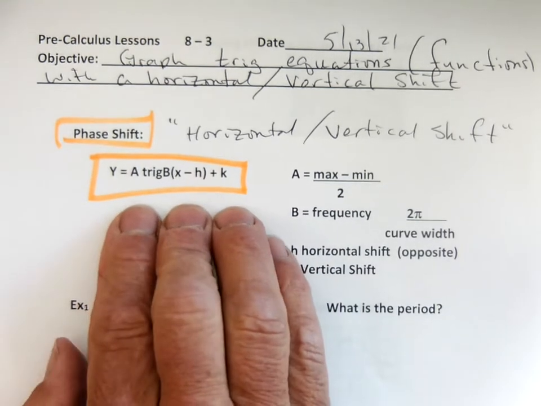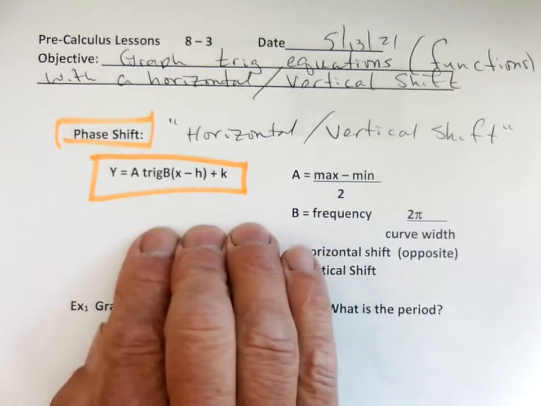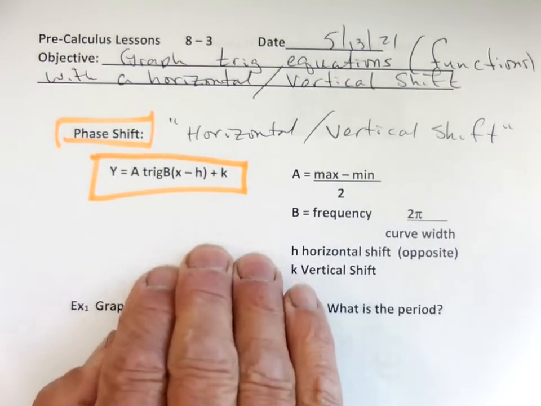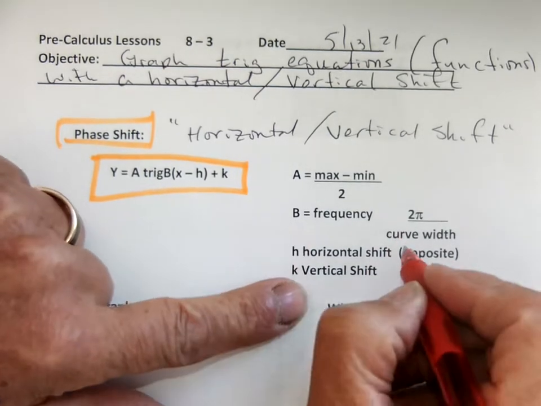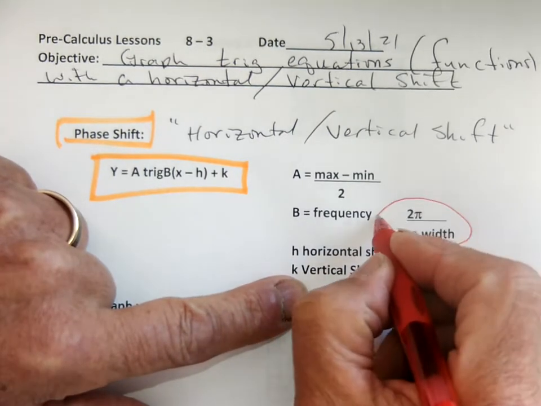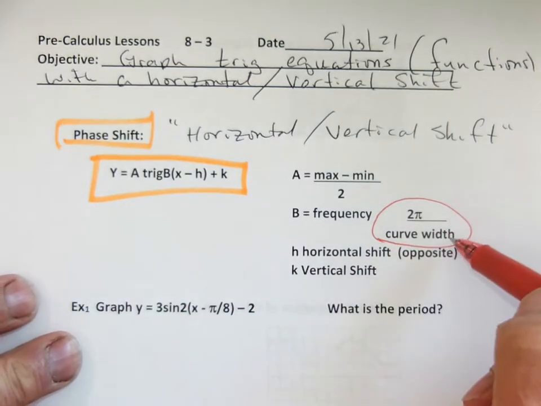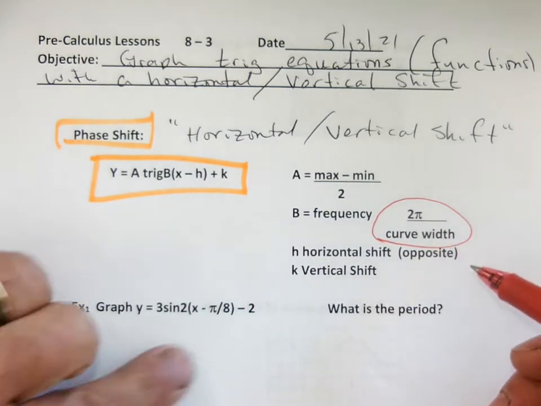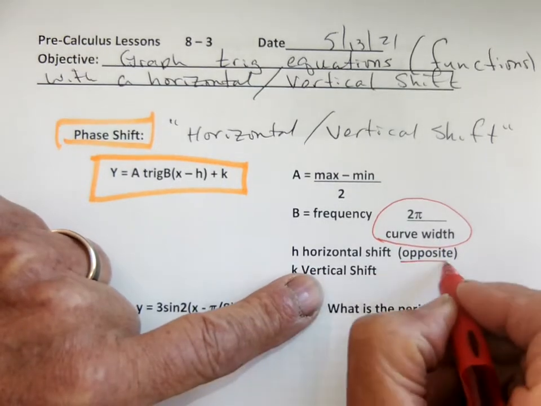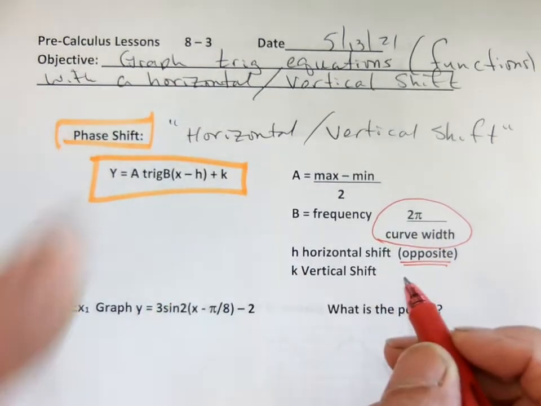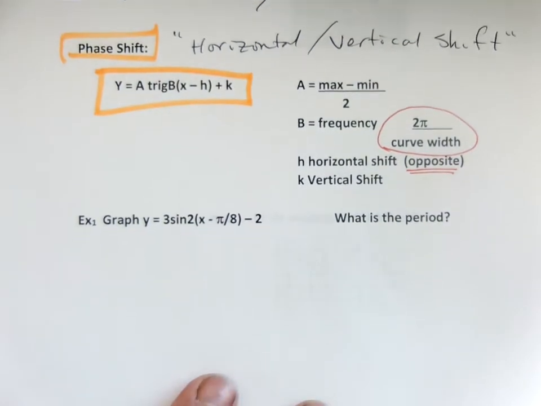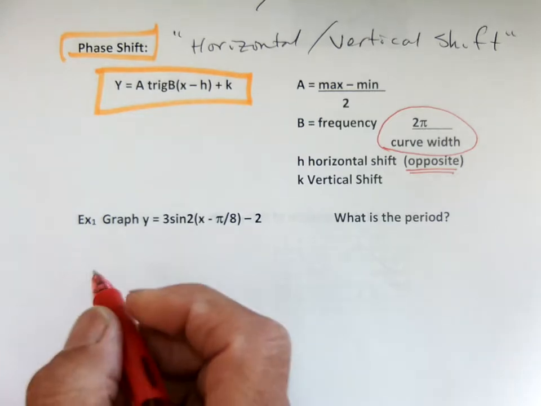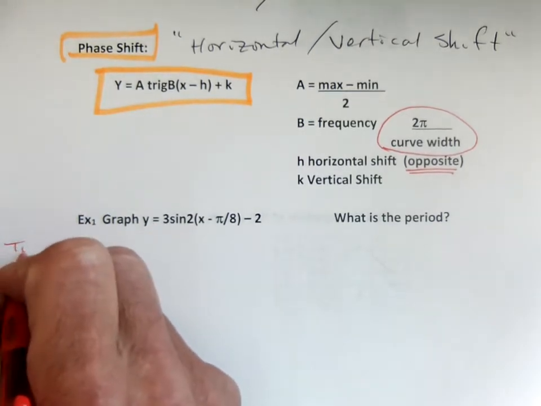So we're going to take a trig graph today, and we're going to move it back and forth, and then maybe up and down, okay? Now, if you need to find B, which is the frequency, for the equation, you always take 2 pi divided by curve width, okay? Just like Spencer said, horizontal shift is the opposite, and a vertical shift is just up and down, okay? So, let's start with example 1. So I'm going to do 2 examples in 2 steps. So for me, I'm going to do it in 2 steps.